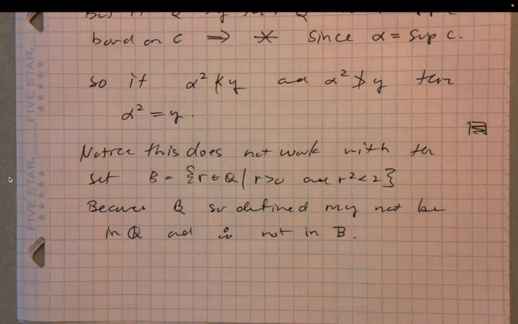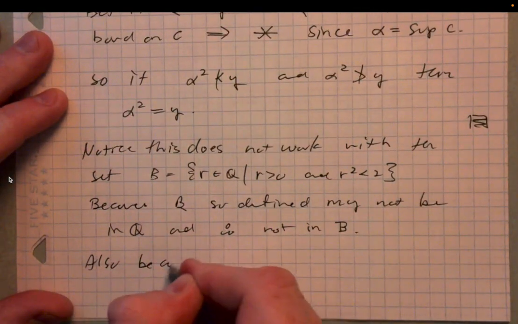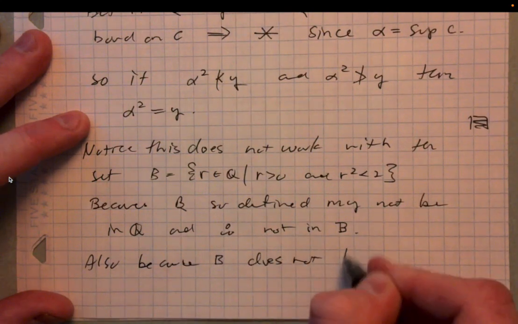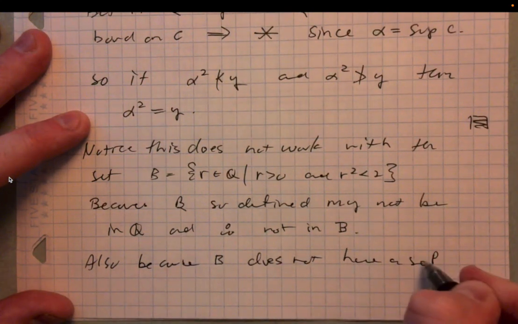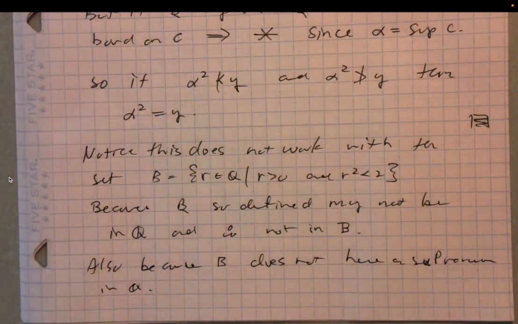Okay, but ultimately the idea we're trying to draw out here is that it doesn't work because B does not have a least upper bound in Q, right? So B does not have a supremum in the rational numbers. Okay. All right. Very good.